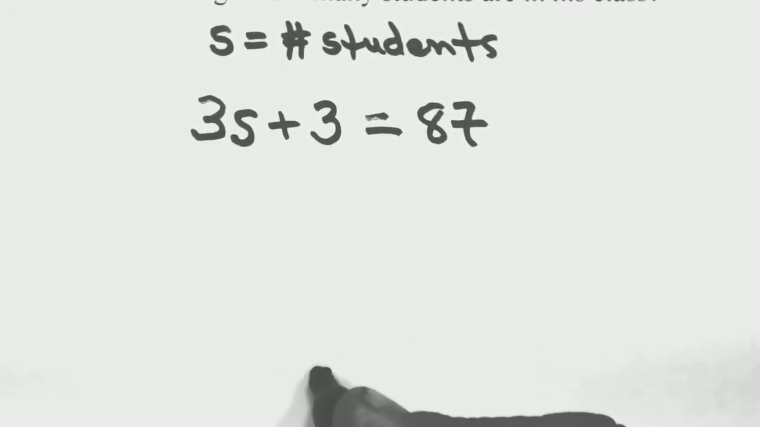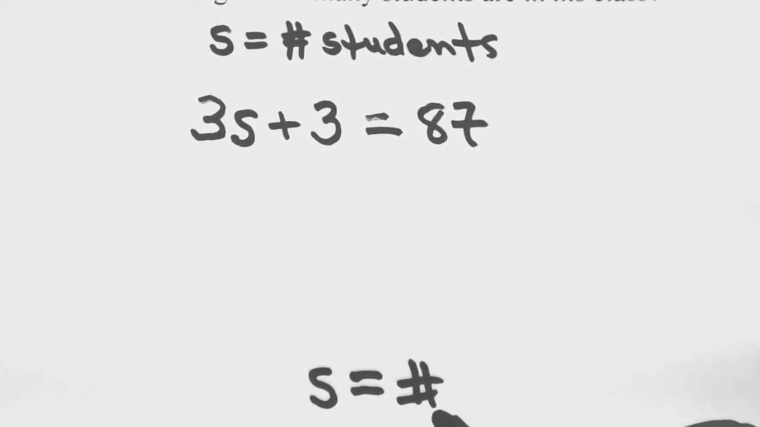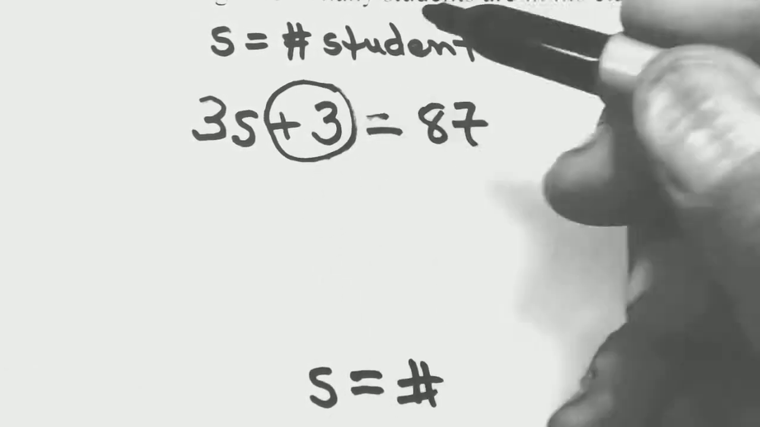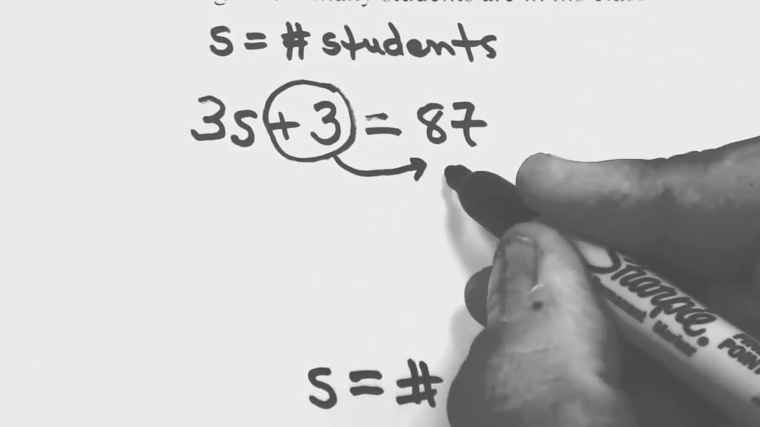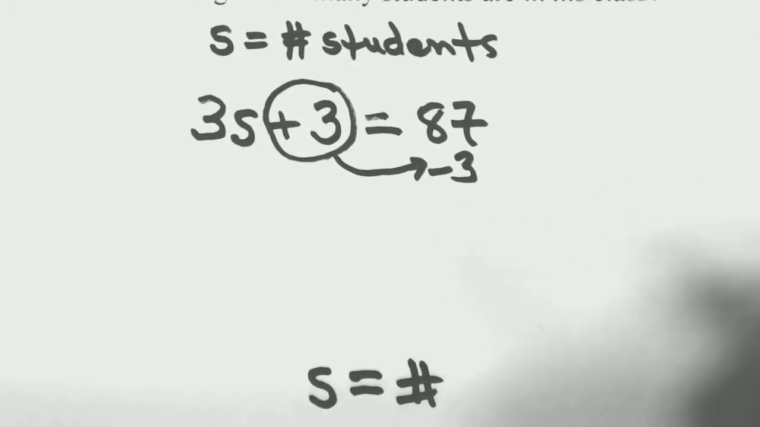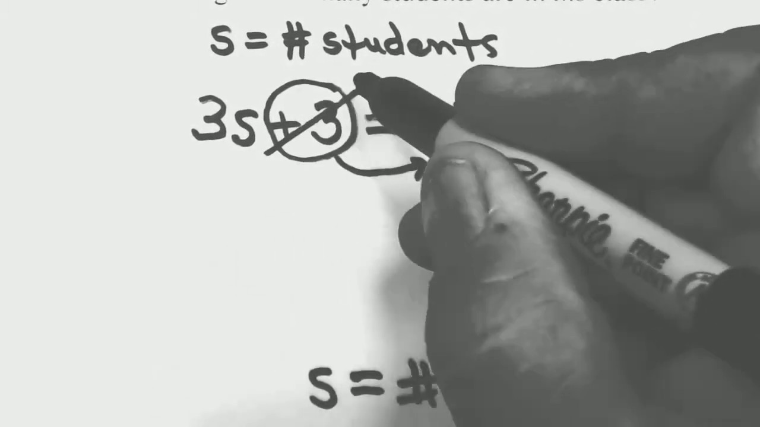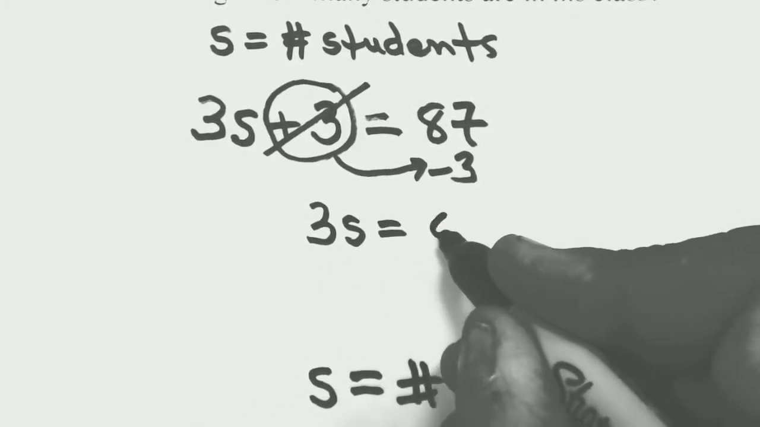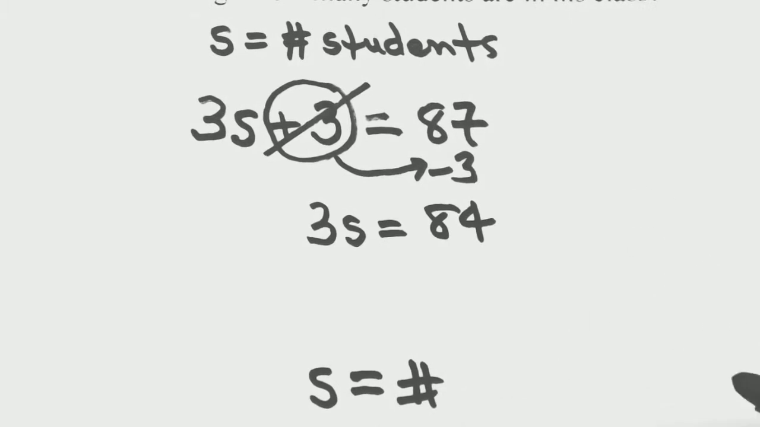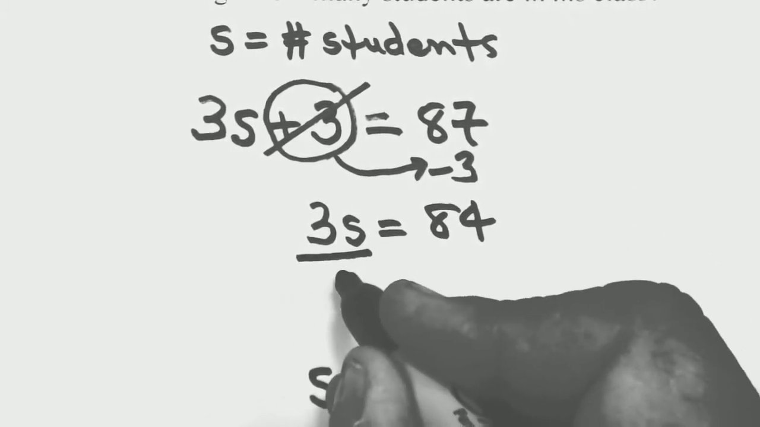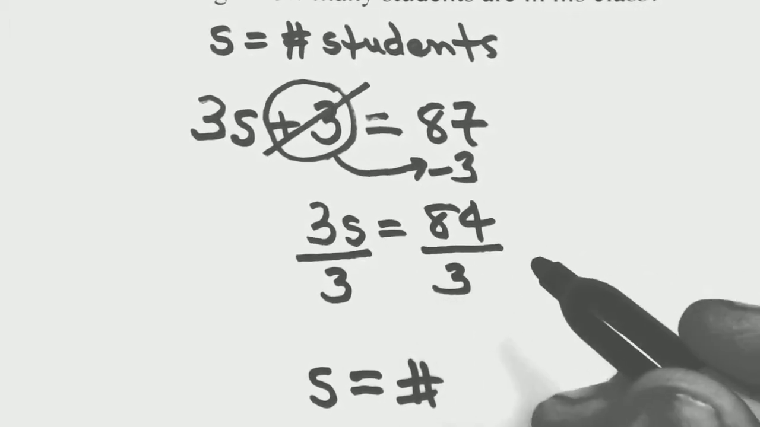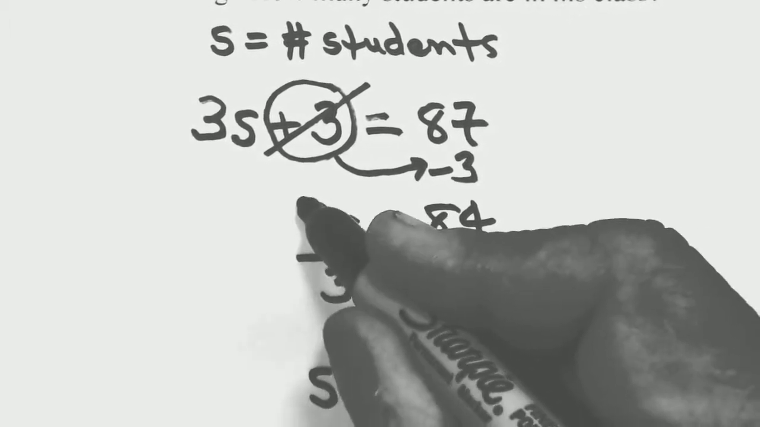And again, like I say, you're getting real used to this. Our goal, of course, is S equals whatever number the answer is. So the only one that's on the wrong side is the plus 3. We have to move that over as negative 3. Plus becomes minus, that's correct. So I end up with 3S equals, looks like 84. Okay, well, now we've got to divide both sides by 3 here to get the S all by itself. That'll tell us how many students are in the class.